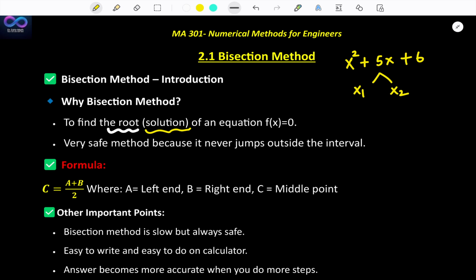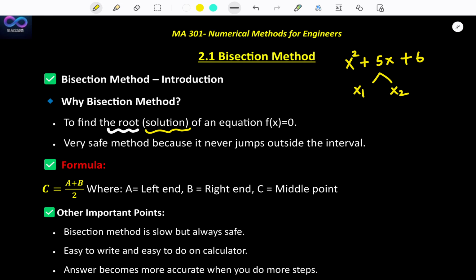Okay, teacher, I already know how to solve by calculator. Why do I have to use these methods? If it is quadratic or cubic, we can use calculators. But if it is more than that, we are not able to solve it. For that, we need some methods to do it. So the first method we are going to study is the bisection method.